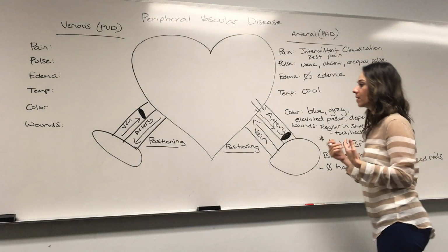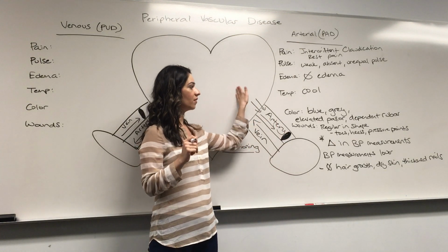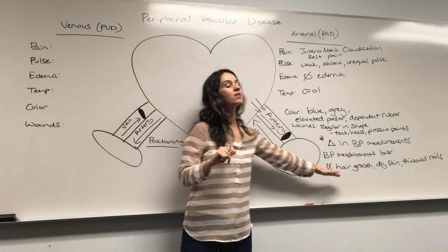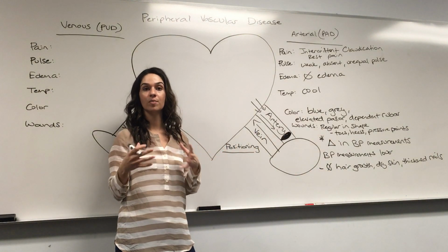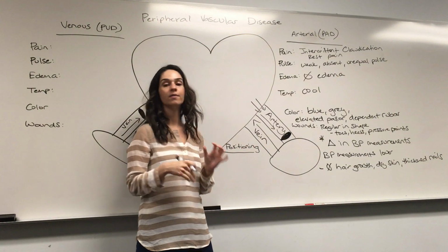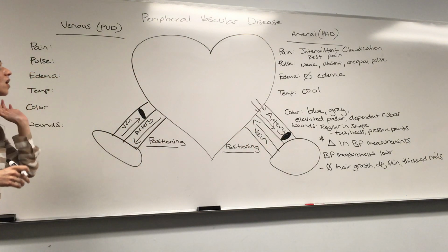And again, how I remember that is we are not taking that oxygen, nutrient-rich blood from our heart to our extremities, so we cannot grow hair. Our toenails start to change, become brittle or thickened, and then we have dry skin, okay? Let's pop to the opposite side.